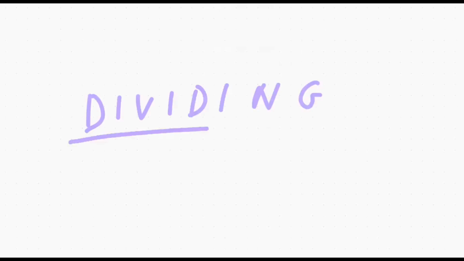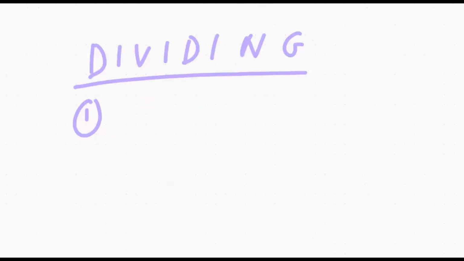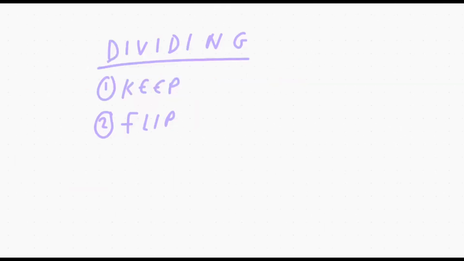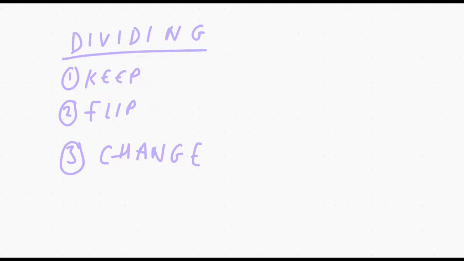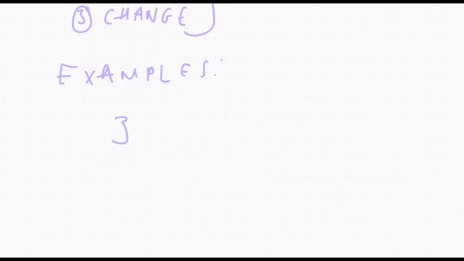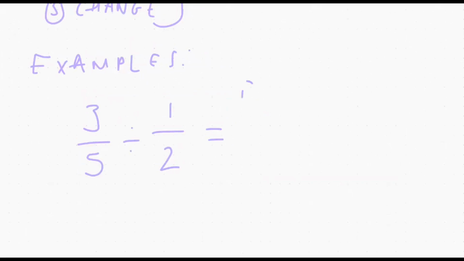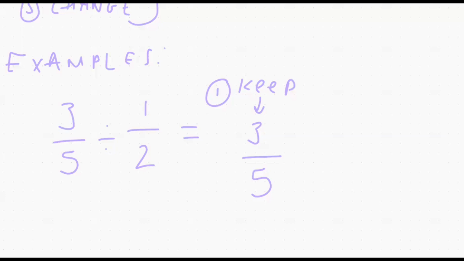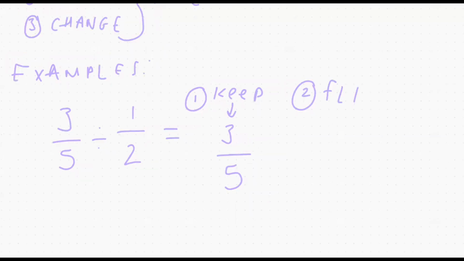Okay, so now we're going to move on to some dividing. There are 3 rules. Step 1, keep. Step 2, flip. Step 3, change. Also known as KFC if you're not able to remember them all. So example 1. Let's do 3 over 5 divided by 1 over 2. Step 1, as you remember, is keep. So we keep 3 over 5, the first fraction, the same.